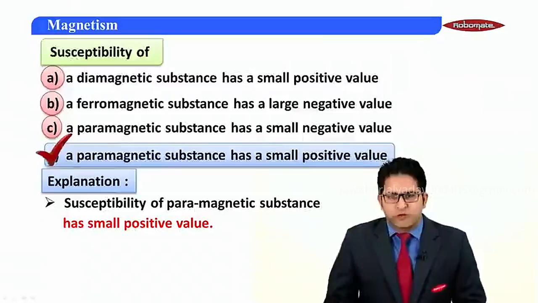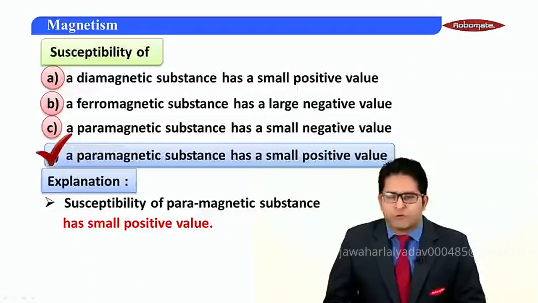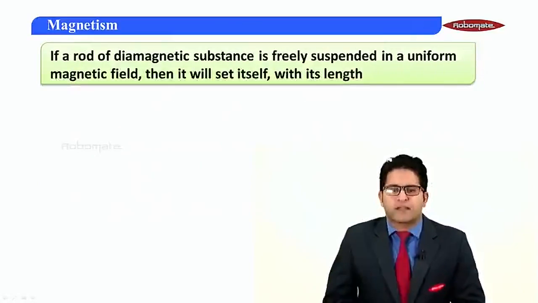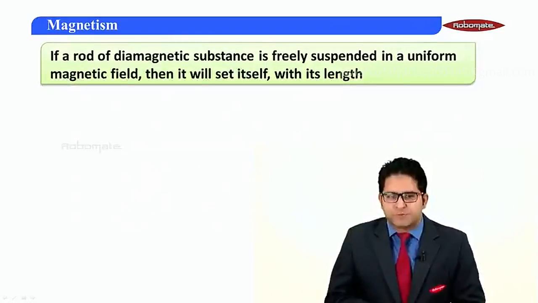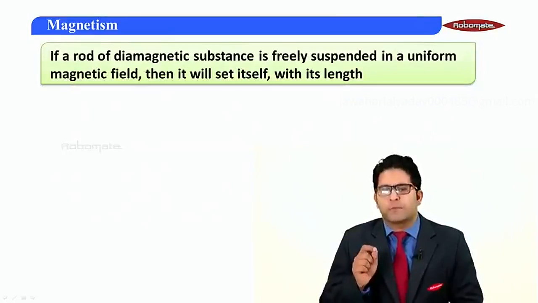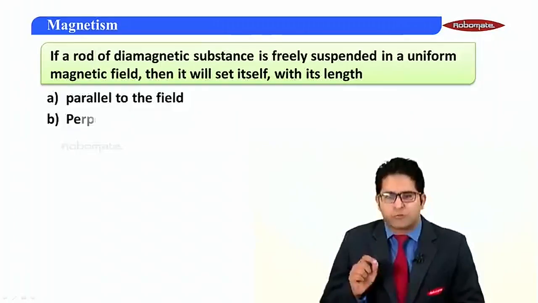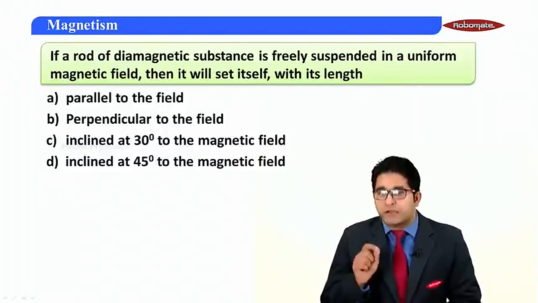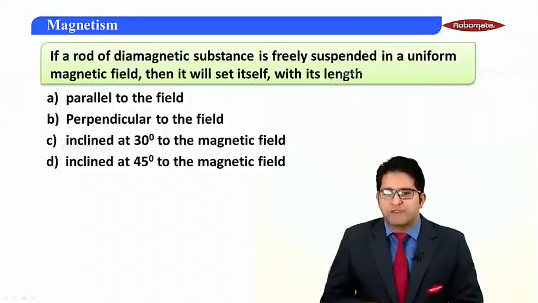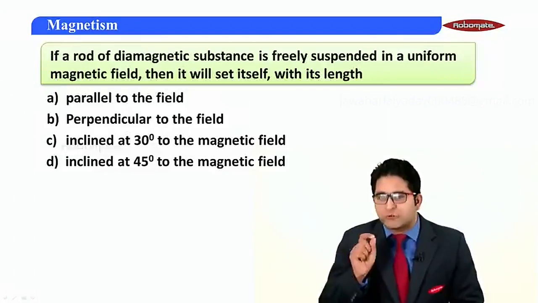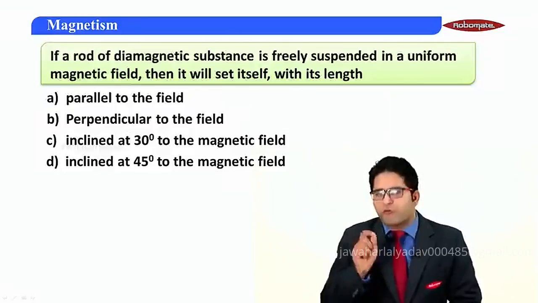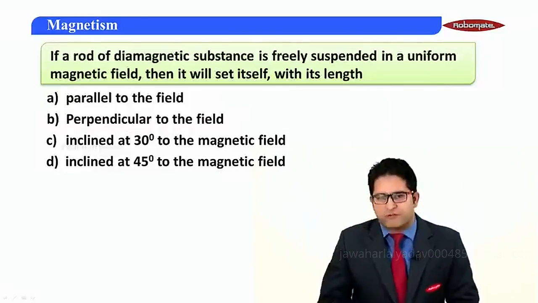Now let's move further. Let us start with the second MCQ of this module. It says, if a rod of diamagnetic substance is freely suspended in uniform magnetic field, then it will set itself with its length: option A, parallel to the field. Option B, perpendicular to the field. Option C, inclined at 30 degree to the magnetic field. And the last option is inclined at 45 degree to the magnetic field, right?